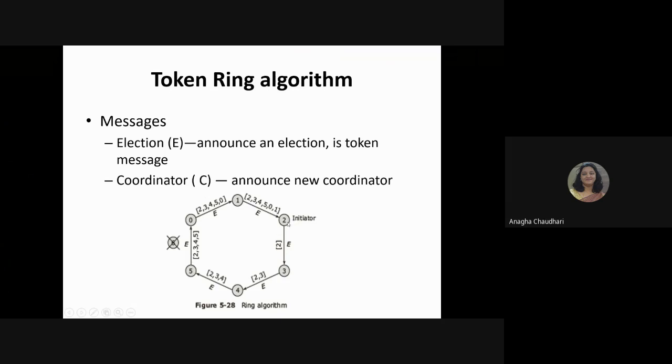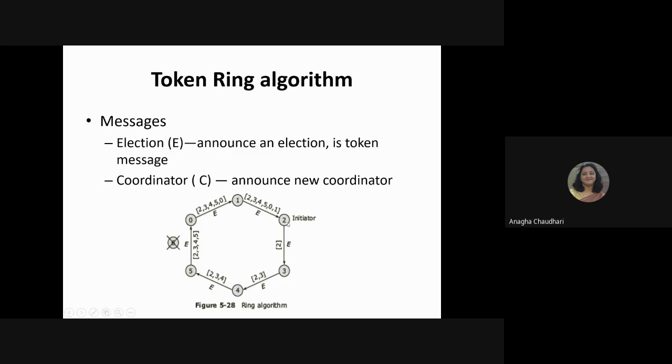When 2 initiates, it sends the message E to 3 with its own process ID, that is the token here, which is 2. You can see it in square brackets. Now from 3, the election message is sent to 4; it goes only to the one it is connected to. So along with 2, 3 is added. Then from 4 to 5, it carries 2, 3, 4. From 5 to 0, it is 2, 3, 4, 5. One by one is getting added, you know. From 0 to 1, 2, 3, 4, 5, 0, and from 1 to 2 it is 2, 3, 4, 5, 0, 1.